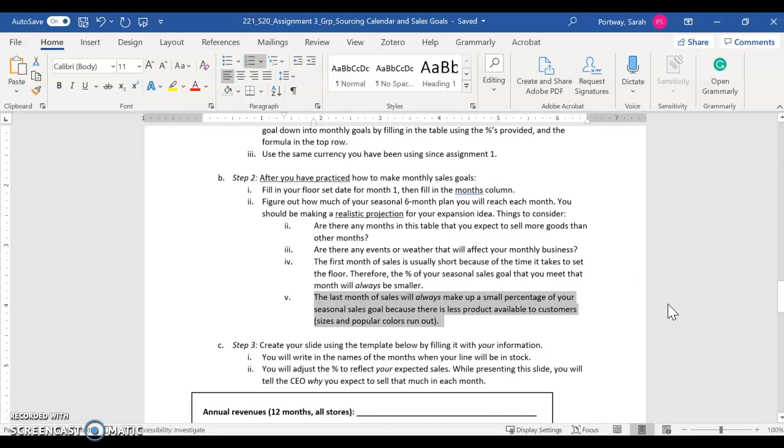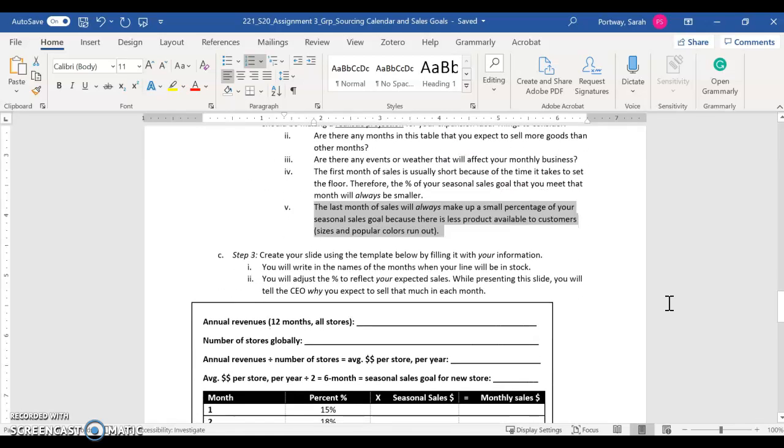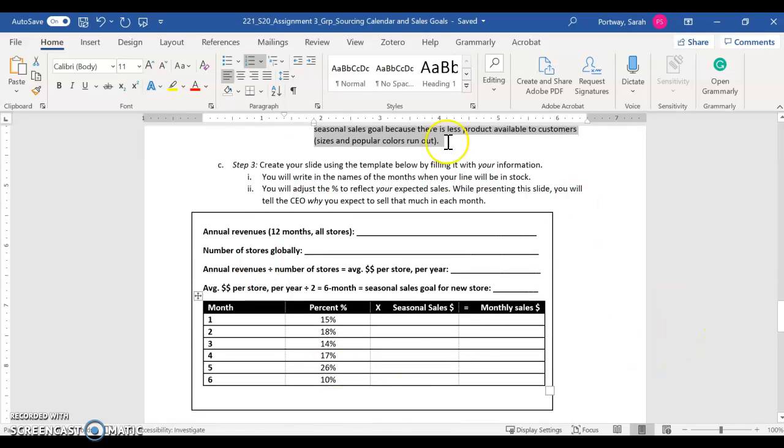There's popular colors and sizes that are gone. So you're just simply not going to have the same amount of stock, and a lot of it's on sale. So it's not going to make up as much of your seasonal goal there. And you can see I made sure to add in your equation here for you. So step 3, you're going to create your slide. You can use this part of your template. Write in the names of the months. Adjust those percentages to reflect your research.